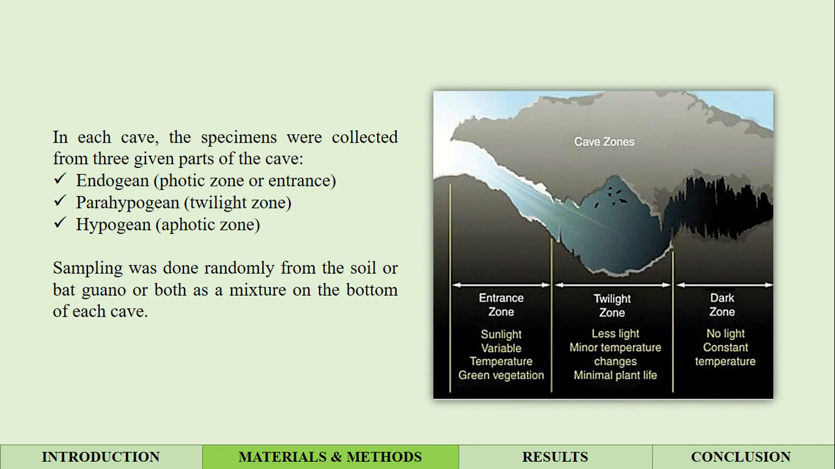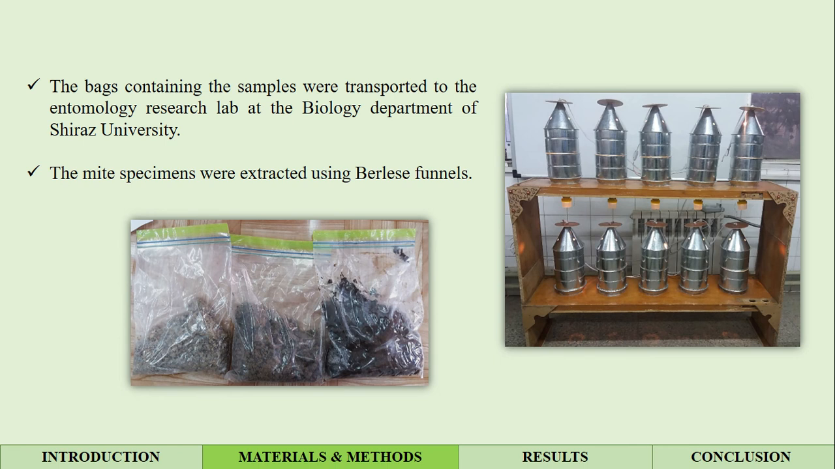Sampling was done randomly from the soil or bat guano or both as a mixture on the bottom of each cave. After that, the bags containing the samples were transported to the entomology research lab at the biology department of Shiraz University. Also, we used Berlese funnels to extract the mite specimens.